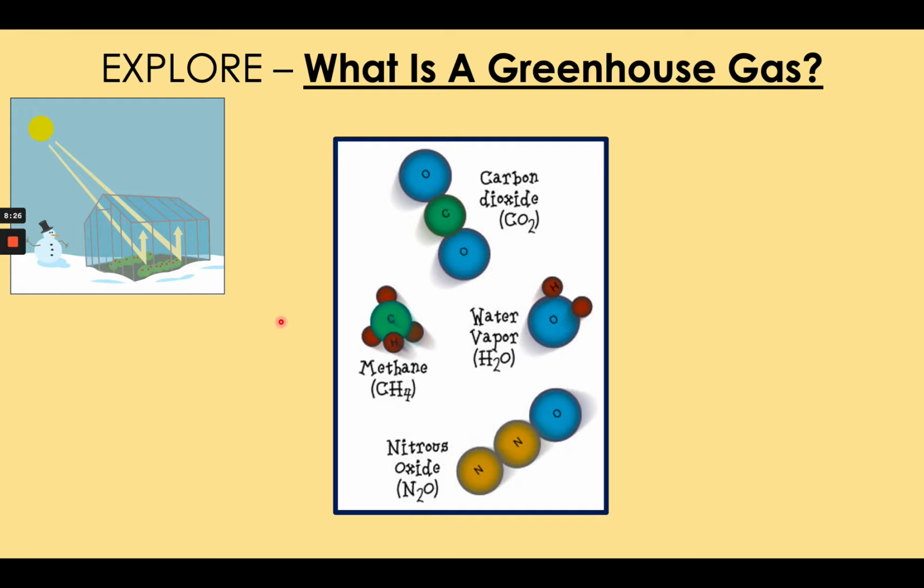Now, the greenhouse effect has always existed within Earth's atmosphere. That's why the whole of the Earth is not frozen. It's why life is possible. It's why plants can grow.